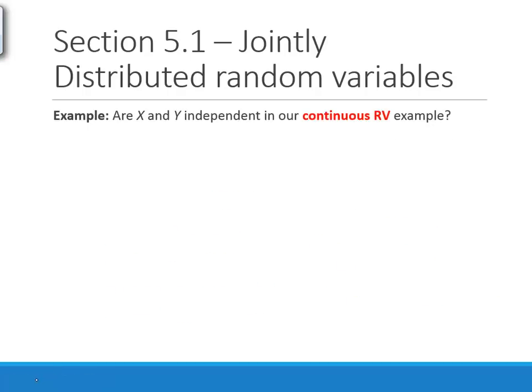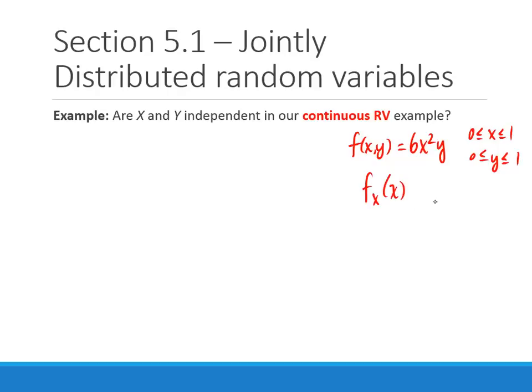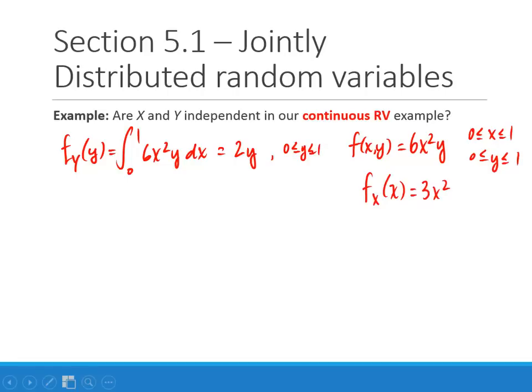Okay, so how about our continuous random variable example? This was f of x, y equals 6x squared y for x and y between 0 and 1. The marginal PDF of x was 3x squared. And we could quickly show that the marginal PDF of y, again that's an integral from 0 to 1 of f dx, we can do that calculation and show that it is 2y, for y between 0 and 1. And so here's my marginal PDF for Y and my marginal PDF for X.